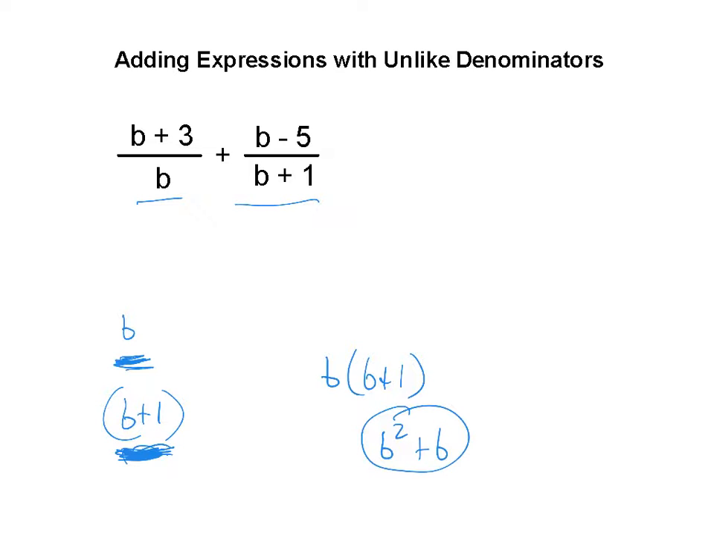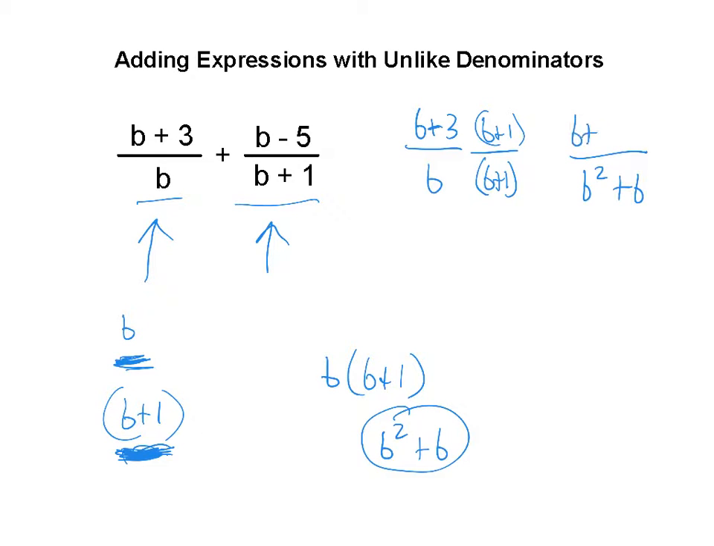So now I need both of my expressions up here to have that as a denominator. So let's start with the first one, b plus 3 over b. How can I make that have a b squared plus b denominator? I would take both the numerator and denominator times b plus 1, wouldn't I? Right? And so notice what I'd have on this first one. Notice my denominator would be b squared plus b, okay? And then I have b plus 3, b plus 1, okay? So there's our first one. That one's done.